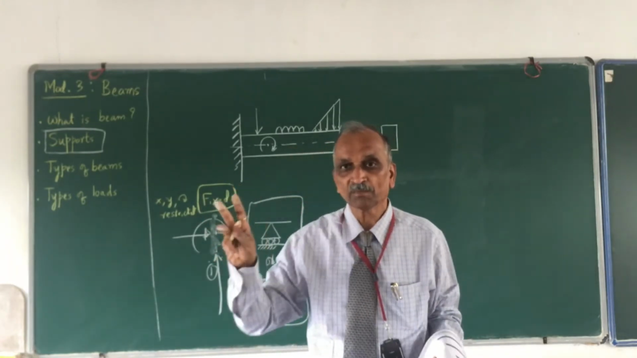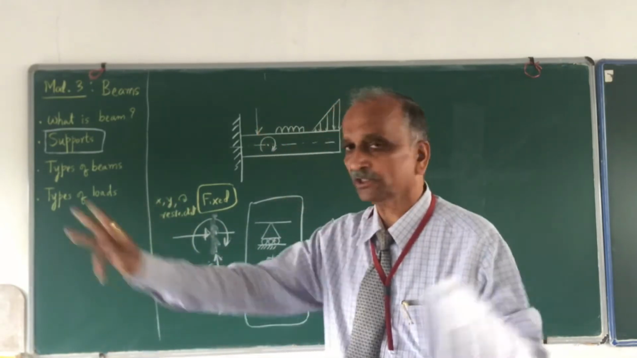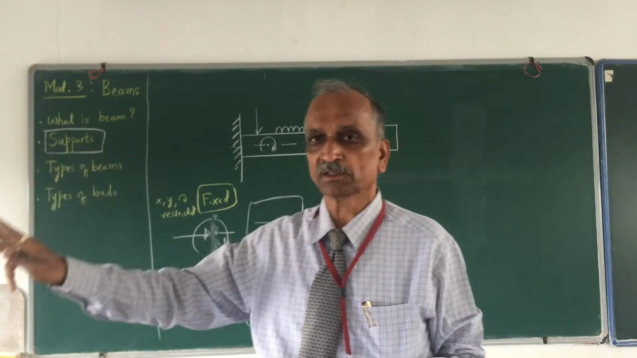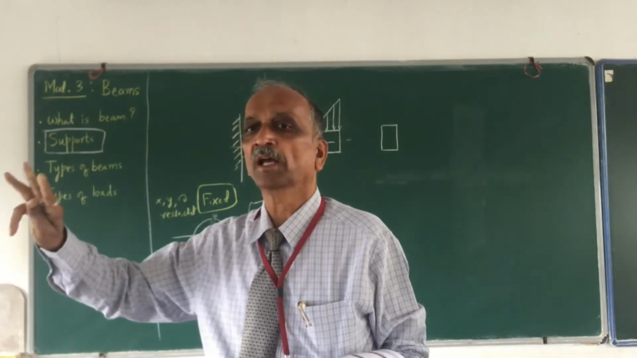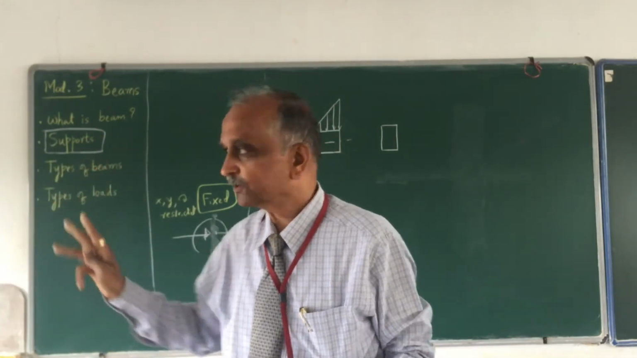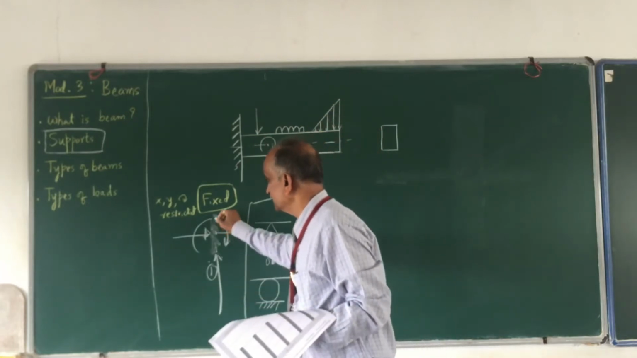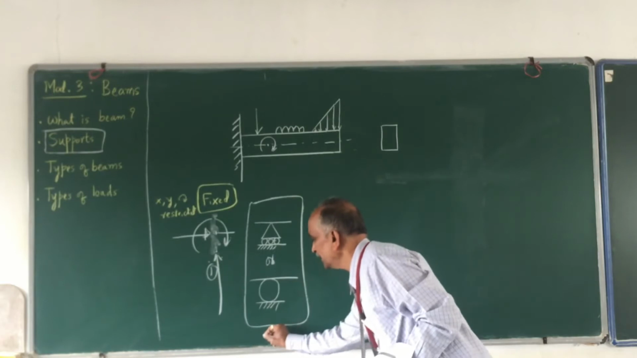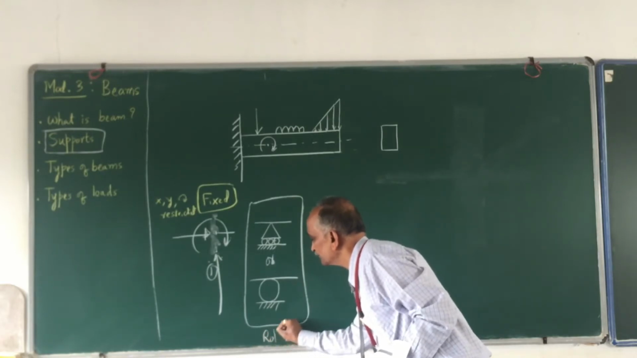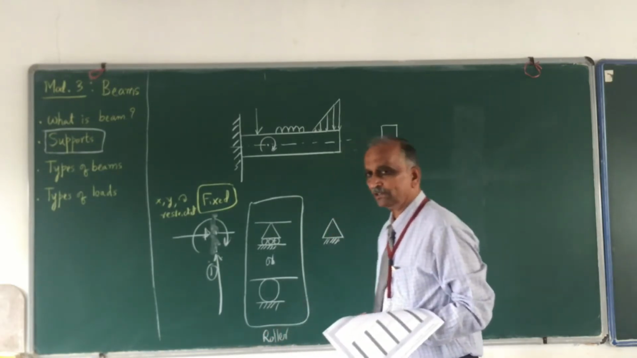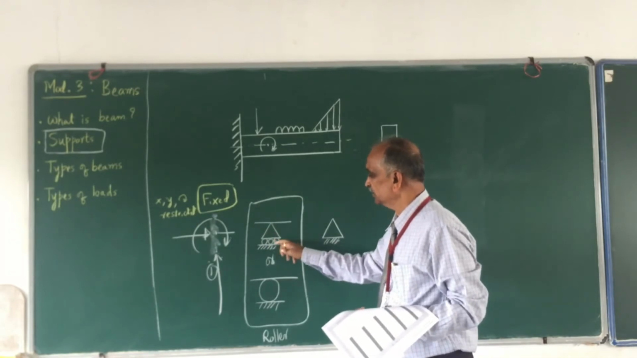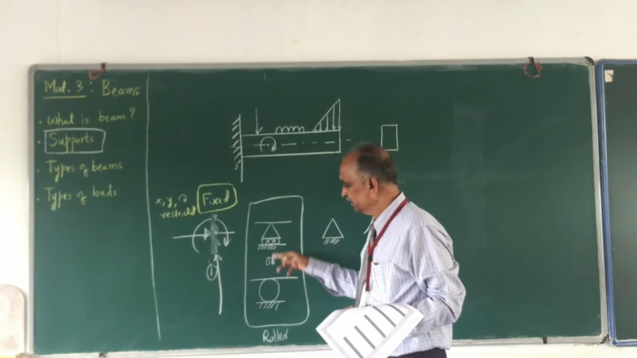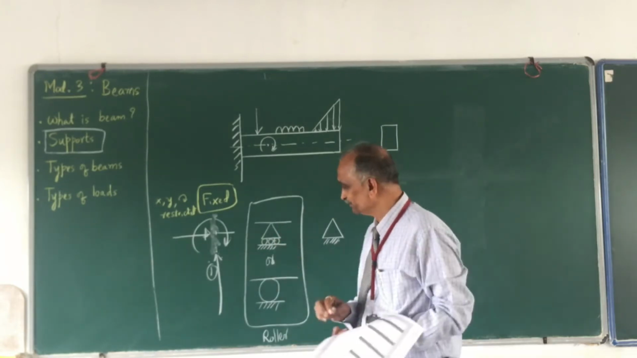Fixed support shall put all the restrictions on the motion of the beam by offering horizontal force, vertical force, and a moment. And that kind of support is called a fixed support. And this support is called a roller support. This is a roller. This is a hinge along with the roller. This also is called a hinge along with the roller, or roller support. Both of them are roller support.